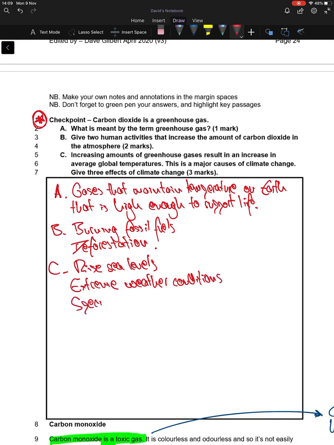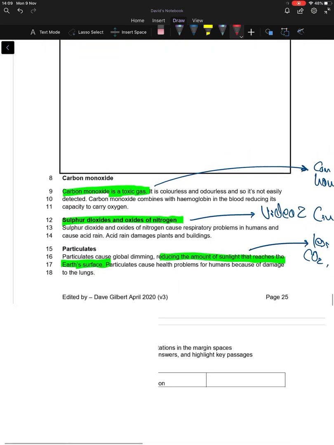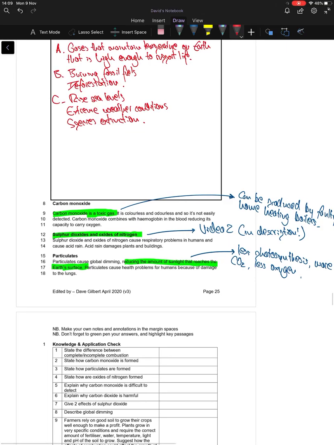And also things like species extinction, a possibility as well, because of environmental stresses. Good. Right, let's have a little look at the last little bit. So, these 3 gases, just to recap the ideas we've talked about.